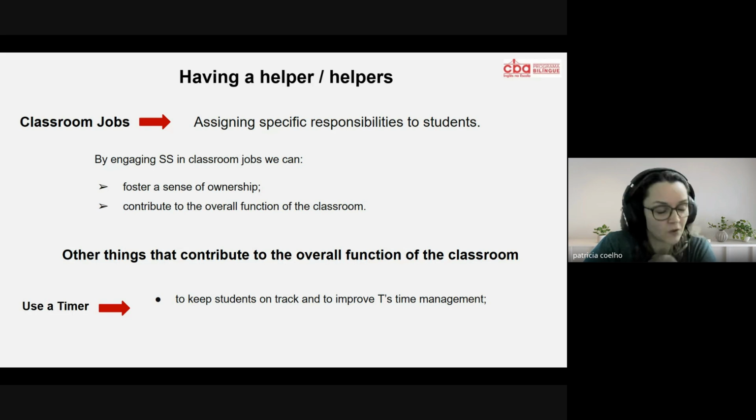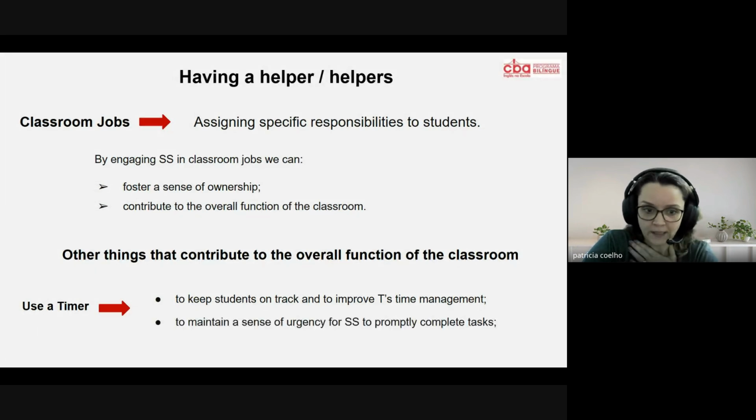Many times, or most of the times, we plan a really nice class. It starts really well, but we never have time to finish everything we had to do because we get lost on the way. The beginning of the class is so nice that we tend to stretch it a little bit. And then we don't have time for finishing the exercise, for doing a nice activation exercise. So using a timer helps us manage our time. Also, it maintains a sense of urgency for students to do the tasks.